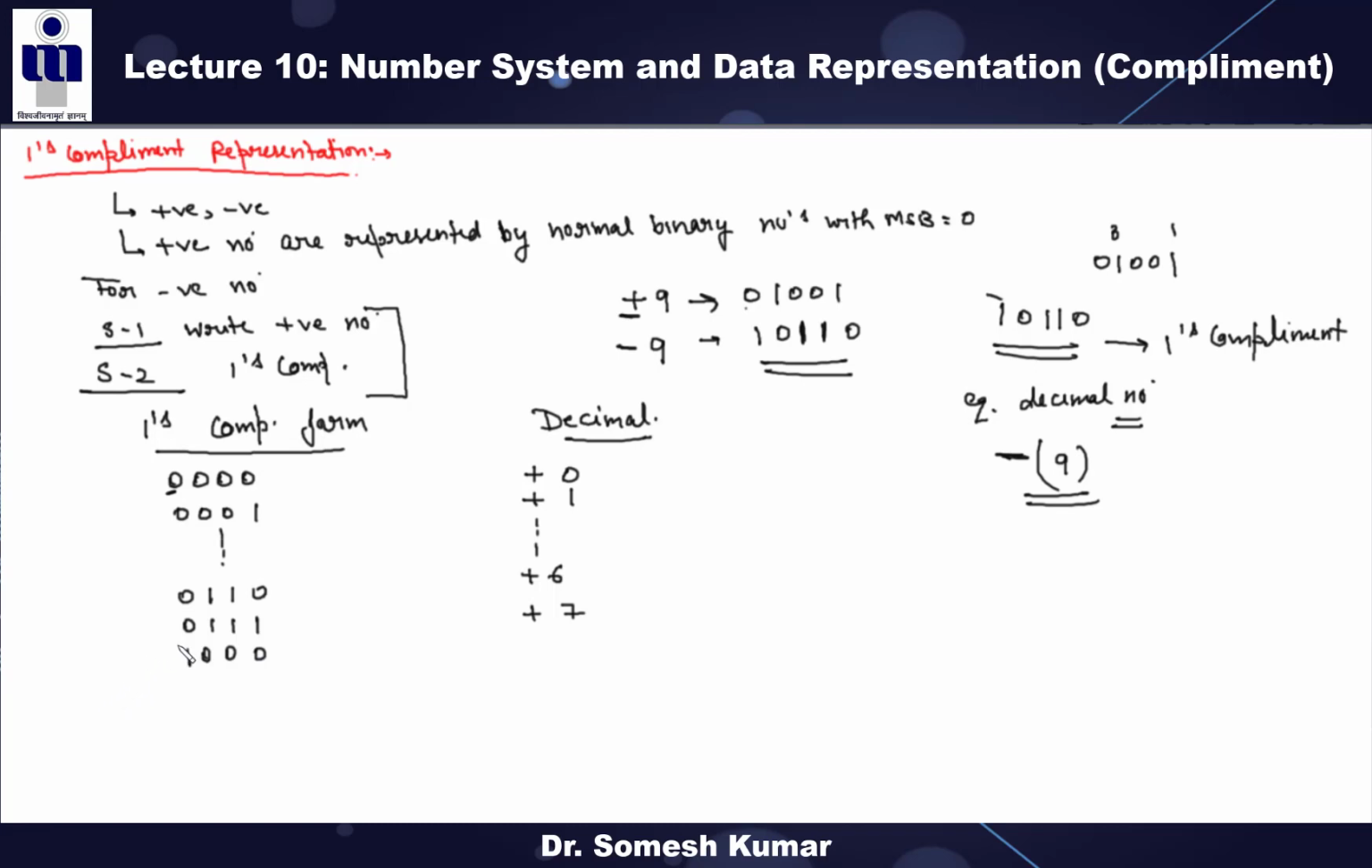Now it is MSB 1, right? So it means it is a negative number, and for the negative numbers again you take the 1s complement of this. The 1s complement is for the magnitude. So what is this? Minus 7. This is minus 7 in 1s complement, right? And again this is minus 6, right?